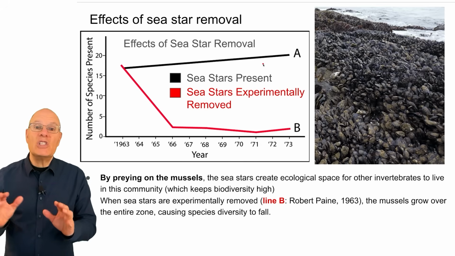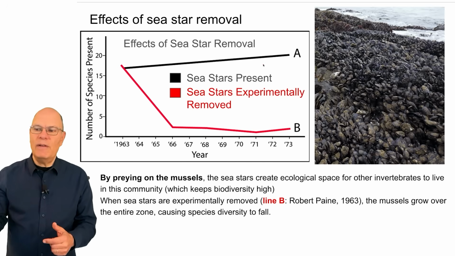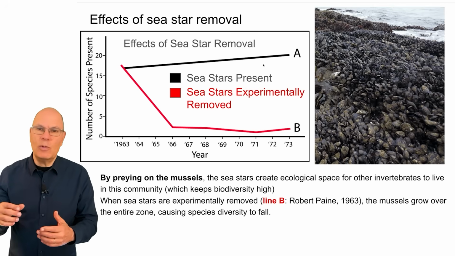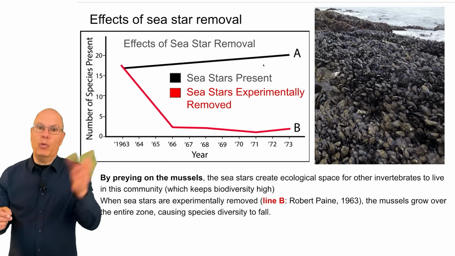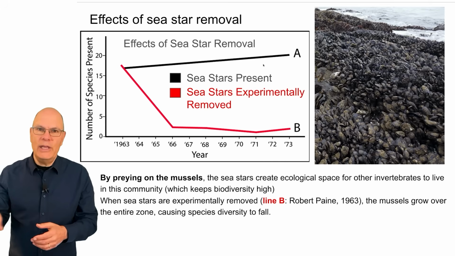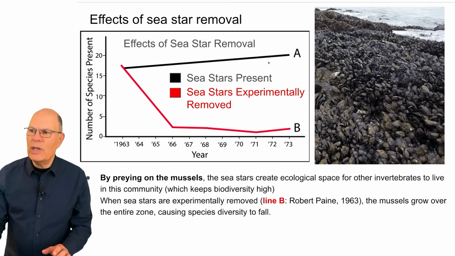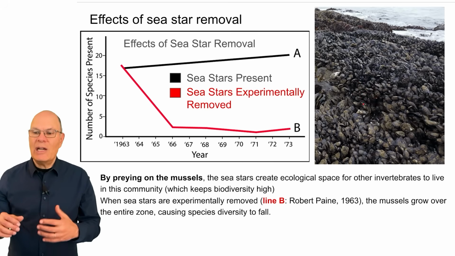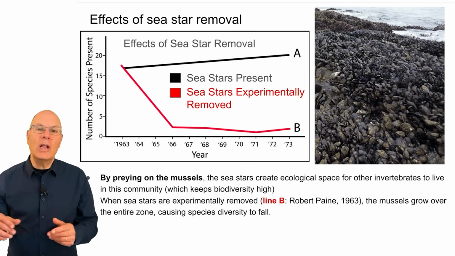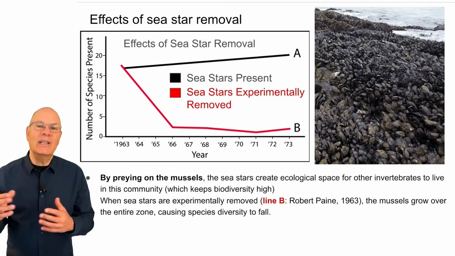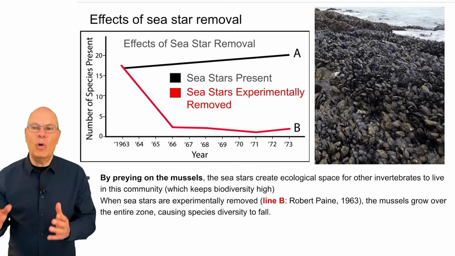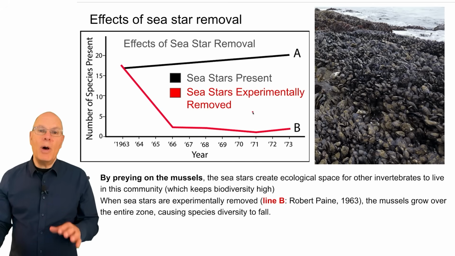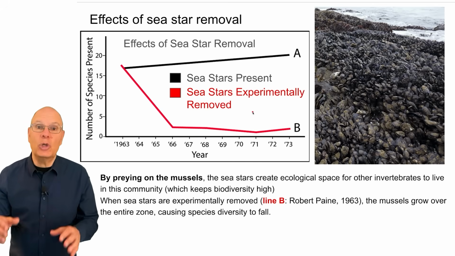When sea stars are experimentally removed, which happened in a famous experiment by Robert Paine in the 1960s, where he took sea stars and threw them into the ocean away from the intertidal zone where they were preying on mussels, the mussels overgrew the entire intertidal zone, and that caused species diversity to fall. All the other species that were previously living in that zone couldn't live there anymore. So that's the effect of the removal of a keystone species upon the diversity of a biological community.